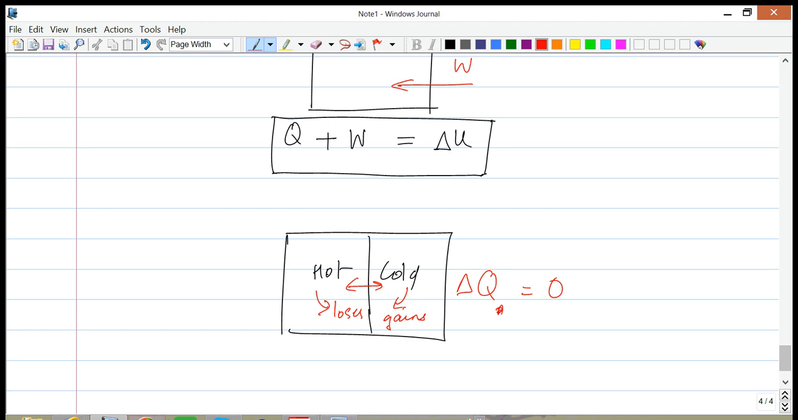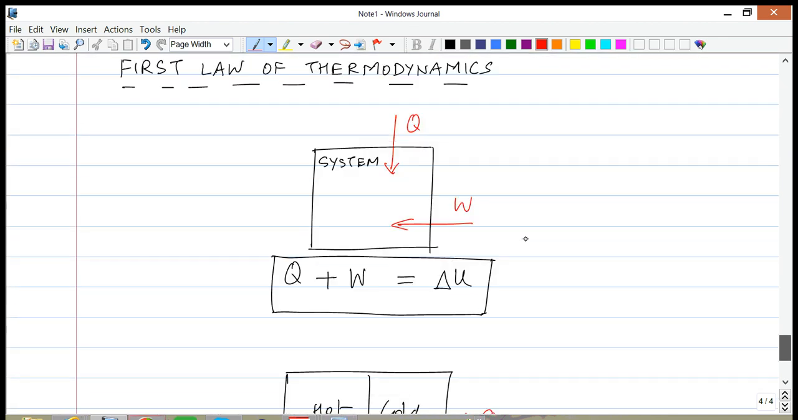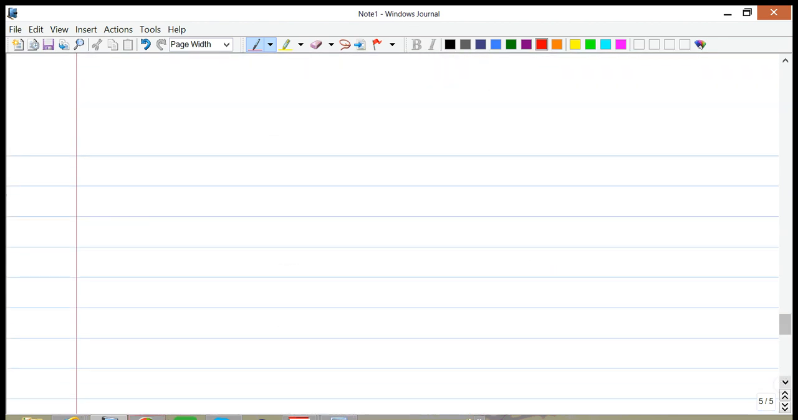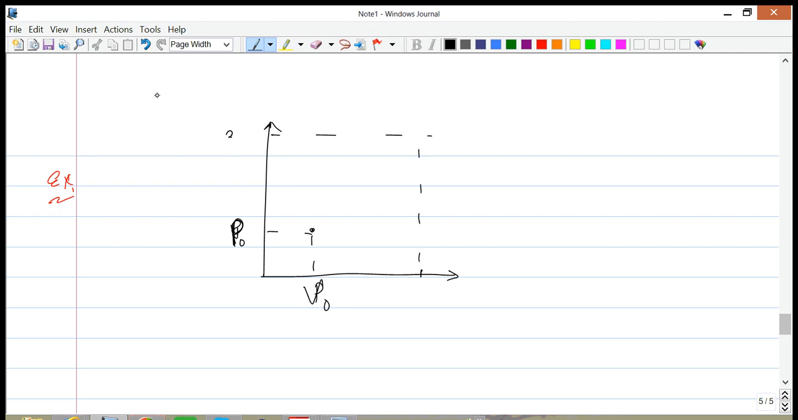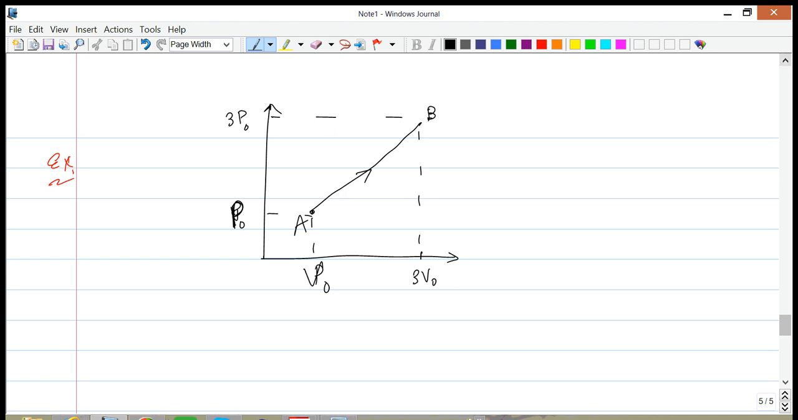We'll talk about that a little later, but in the meantime this simple law will be enough for whatever we need. So let's do an example and see how to apply this law. Let's go to a process that we've already looked at, where we take our gas from P0 V0 to a new state 3P0 and 3V0, from A to B, and we'll ask how much heat has been absorbed by the system.